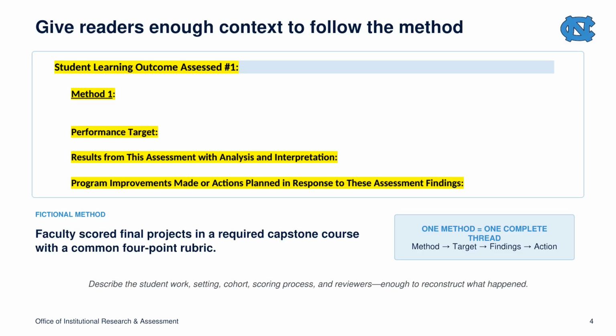Give each method its own account. Tell readers what student work was examined, where it came from, which students were included, and how faculty evaluated it. Faculty might score capstone projects with a common 4-point rubric. Report another method separately with its own target, results, interpretation, and action. Do not blend unlike measures into one summary. This is an example, not a required design.